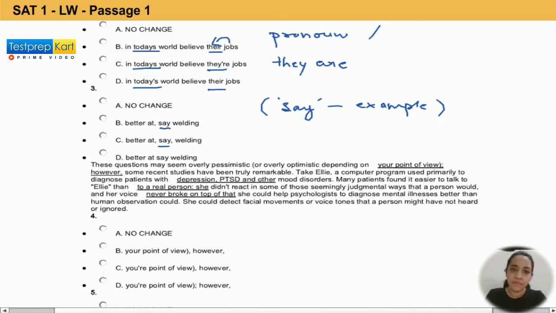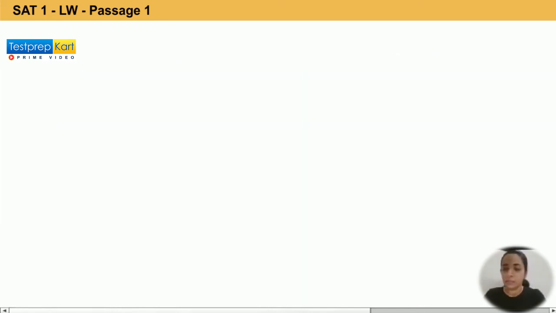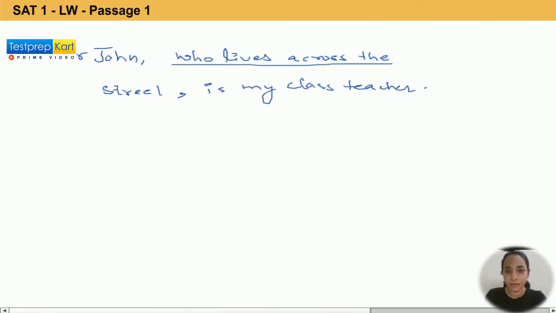Now see, when we write a sentence, there are main parts to it and there are descriptions. For example, if I say, Mr. John, who lives across the street, is my class teacher. In this case, rather than using one word, I have used this whole line to describe Mr. John. But the main thing I want to tell you is that Mr. John is my class teacher, right? This part is just a description.